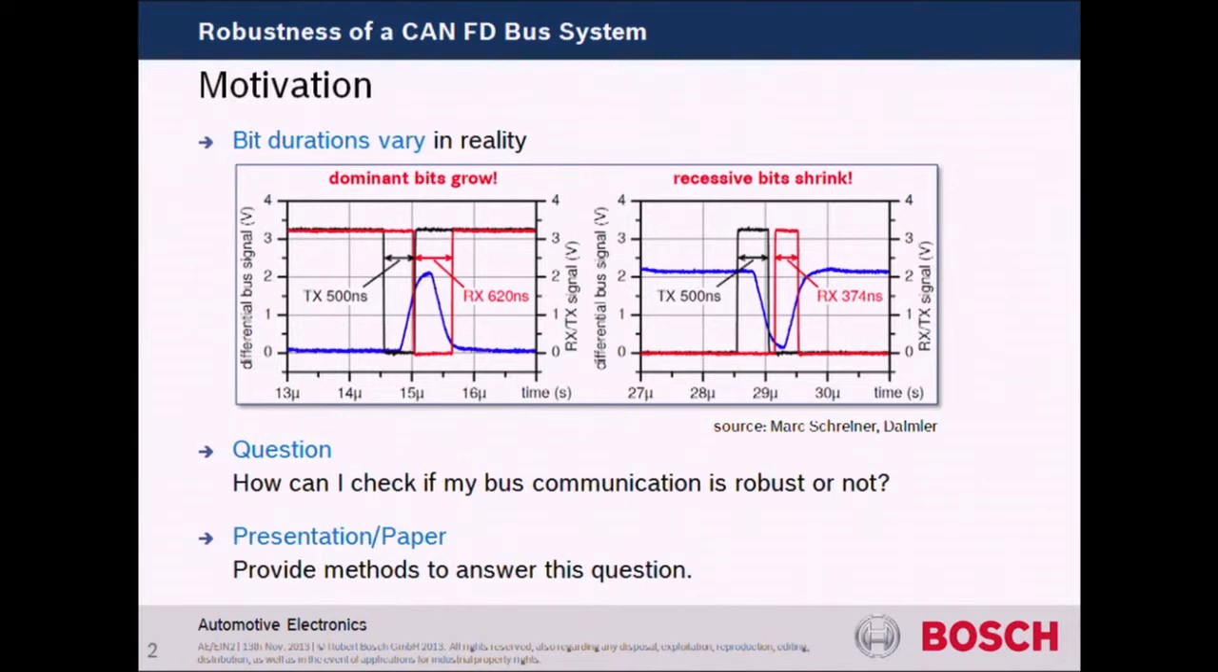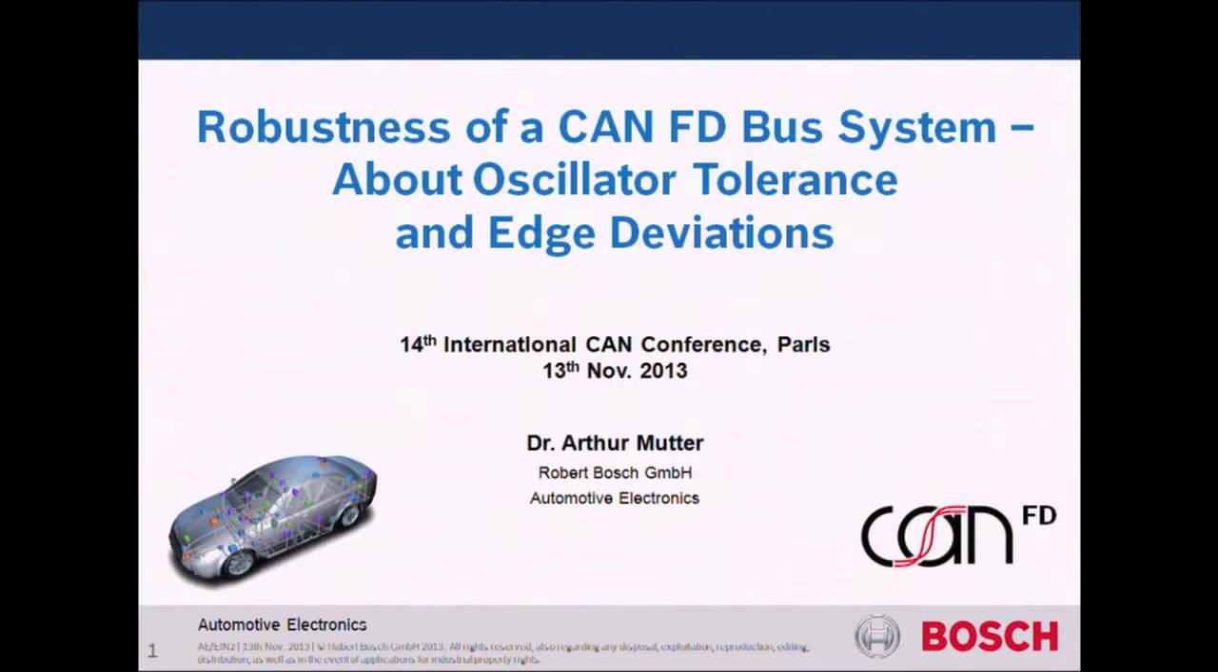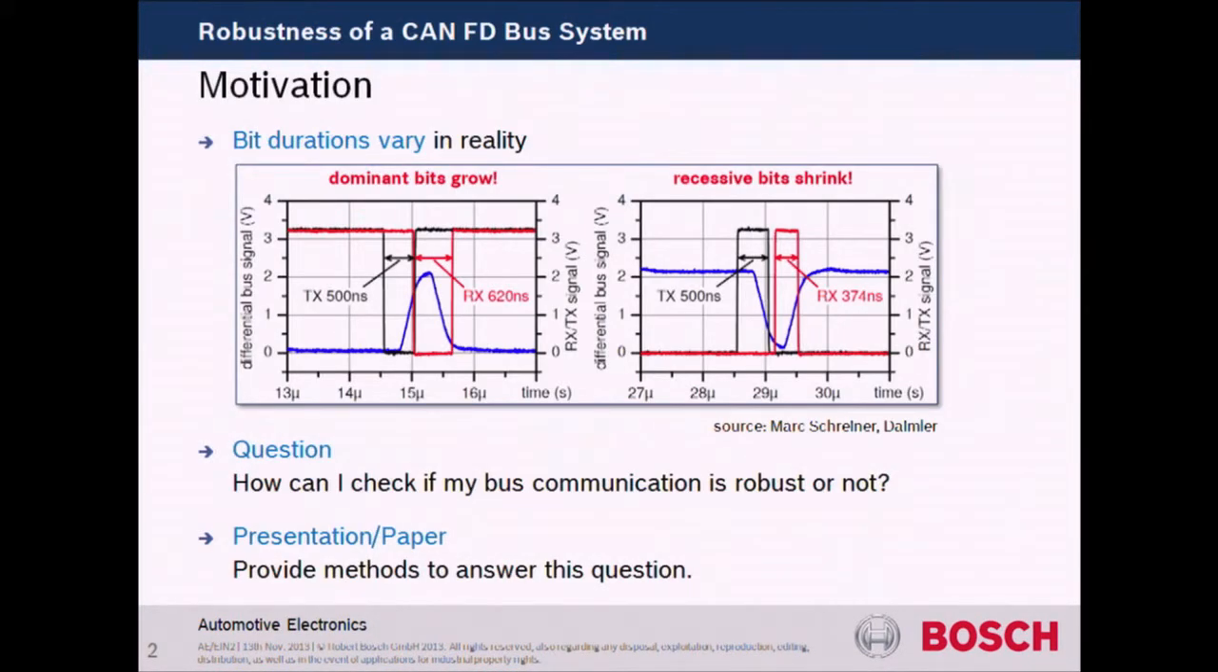So the question is now, how can I check if my bus communication is robust? I have immense shrinking and growing, but how can I decide if my bus system is robust or not? Mr. Hell from Infineon already talked today about shrinking and growing of bits. He called it bit asymmetry, and he also mentioned the reasons for these effects. In this presentation, I will provide methods that help us answer this question: is my bus system robust or not? This is the target of the presentation.